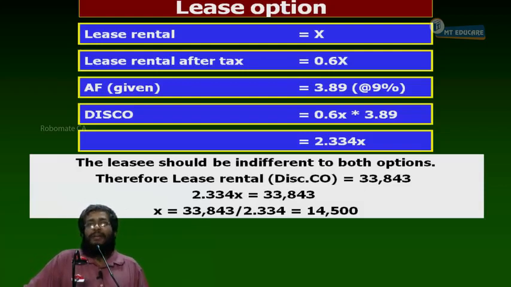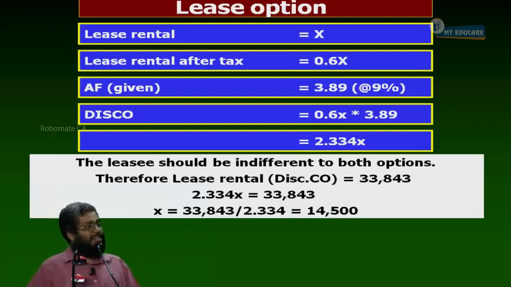Answer me. Is 14,500 the lease rent before tax or after tax? Before tax. Then I claim the tax shield and they're only having the discounted lease rent. So it is before tax. Now, with this, we complete the solution to question number 25.